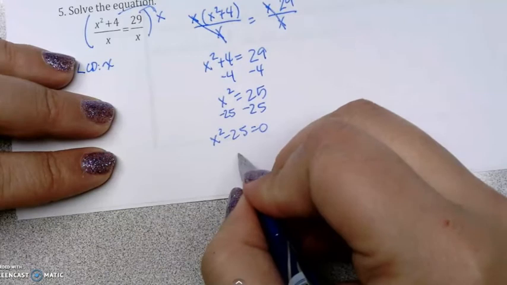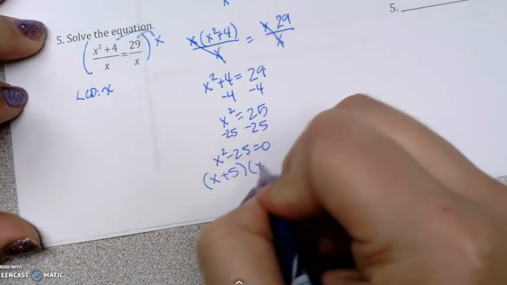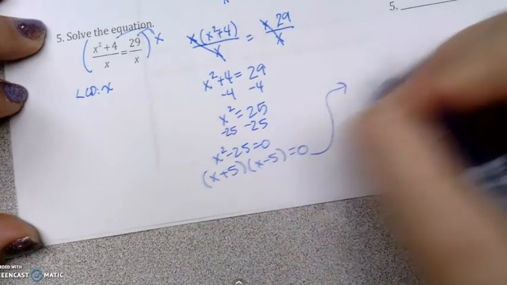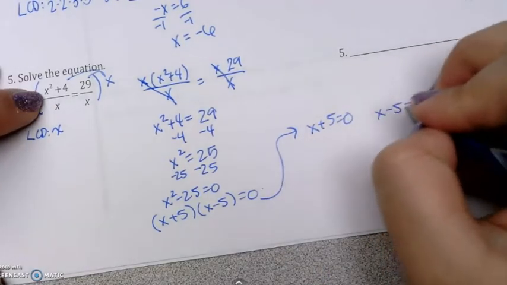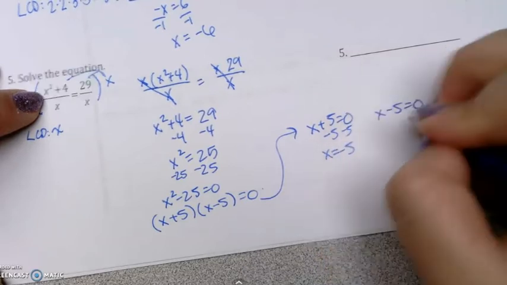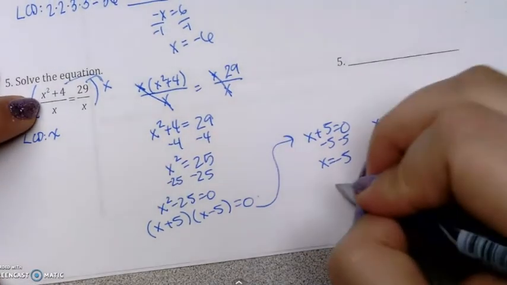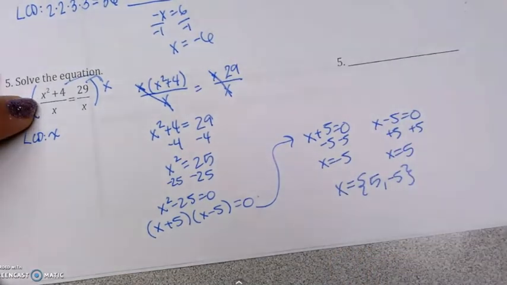X squared minus 25 is a difference of squares. This is x plus 5 times x minus 5 equals 0. Then we know x plus 5 is 0, or x minus 5 is 0. Minus 5, x is negative 5, plus 5, x is 5. So we have x can be 5 or negative 5, but we need to check them.